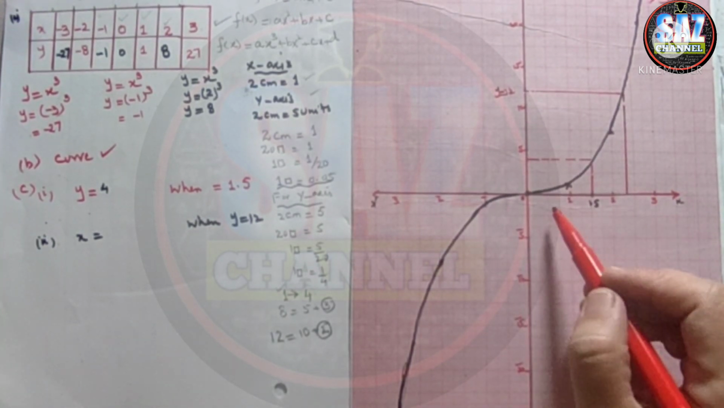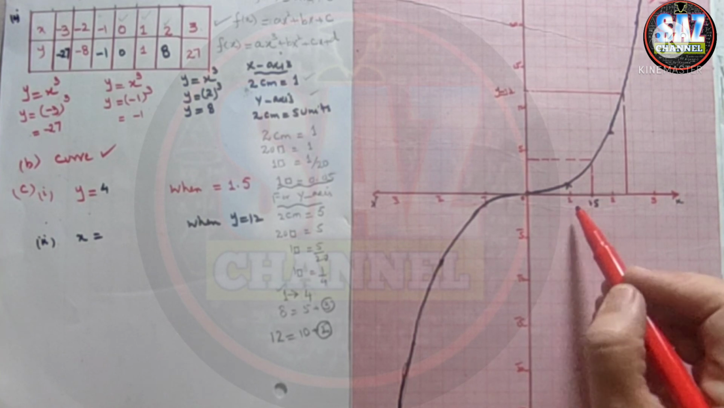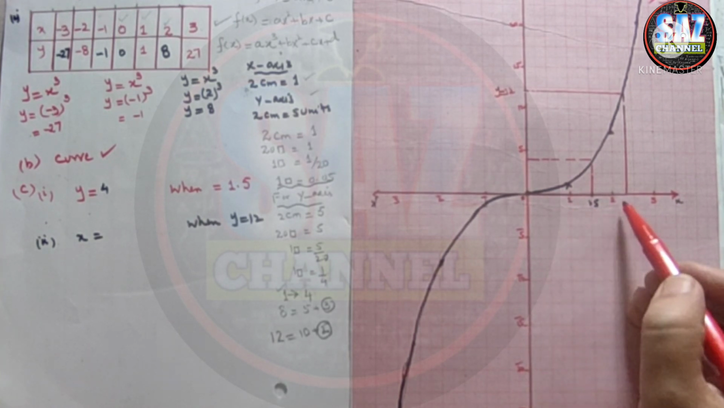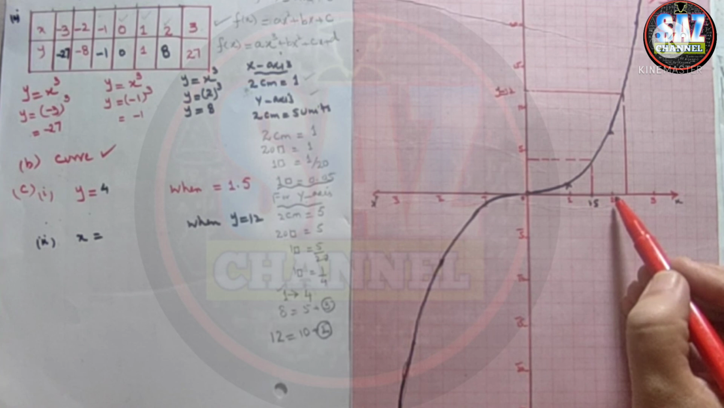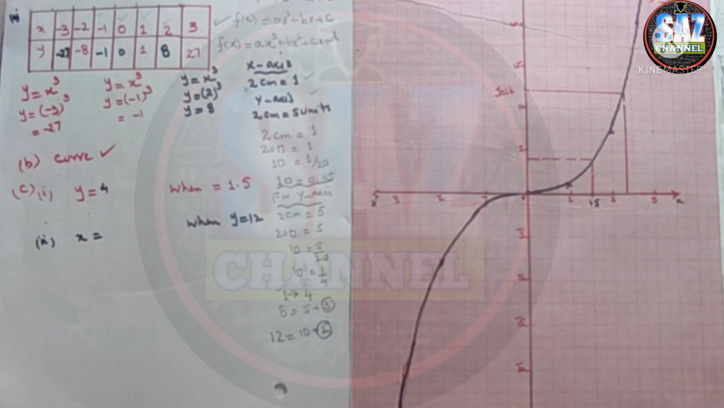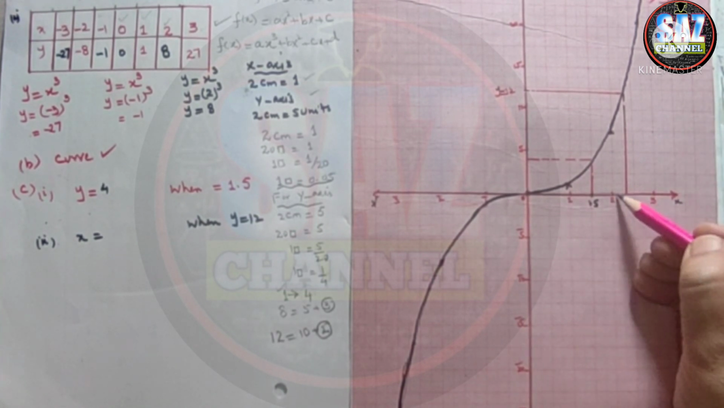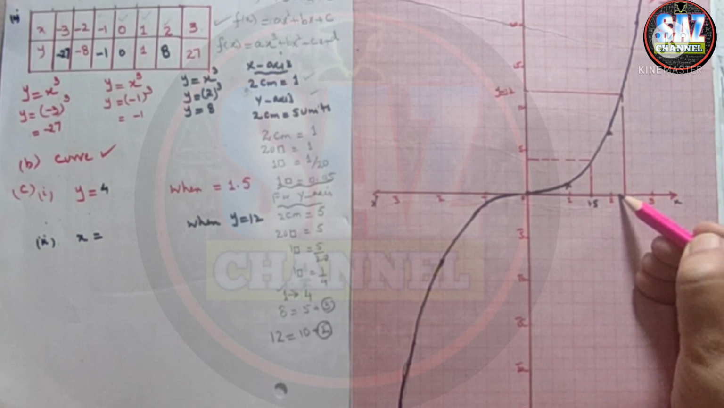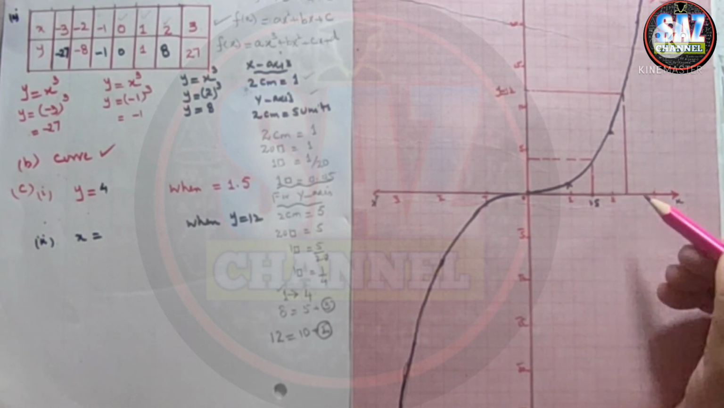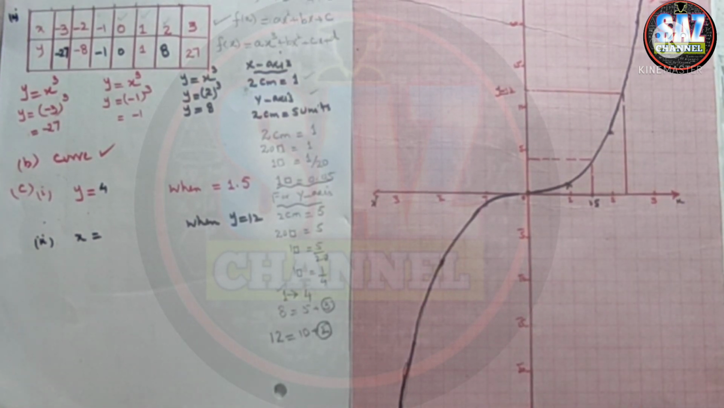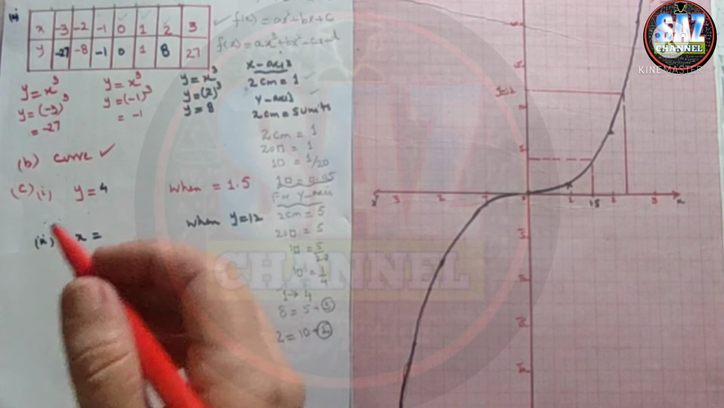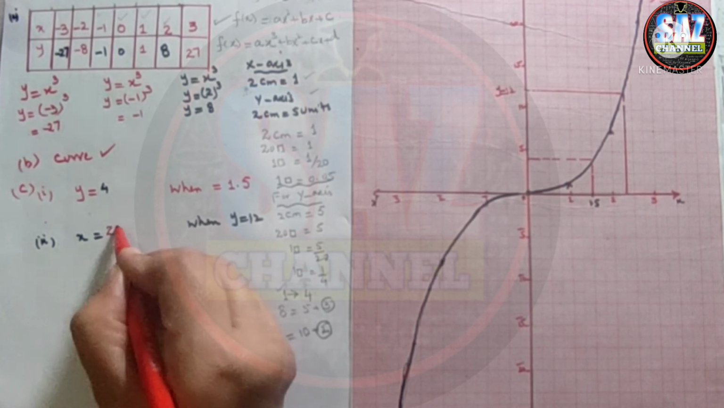For the x-axis, we know one small block has the value 0.05. And how many small blocks after 2? 1, 2, 3, 4. Let me hold the pencil because blocks are really small. This is 1, this is 2, this is 3, this is 4, this is 5, this is 6. 6 small blocks. So 6 multiplied by 0.05 will give me 0.3. So 2.3. x is 2.3.